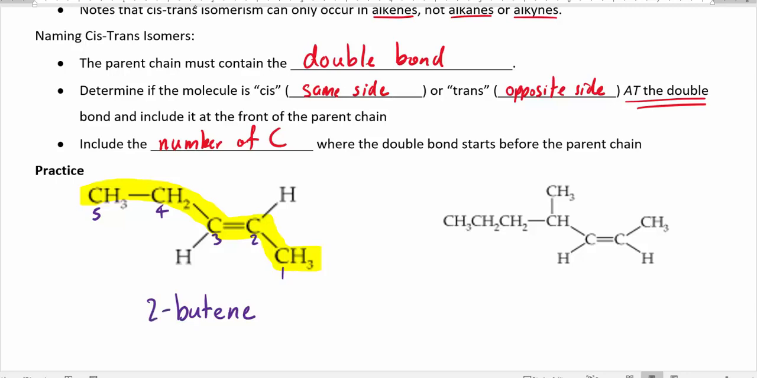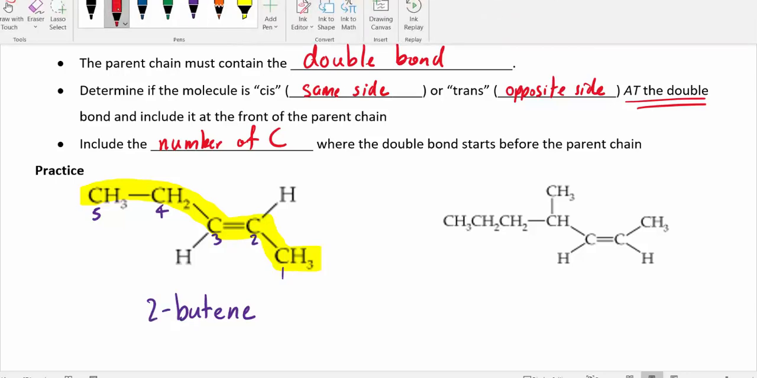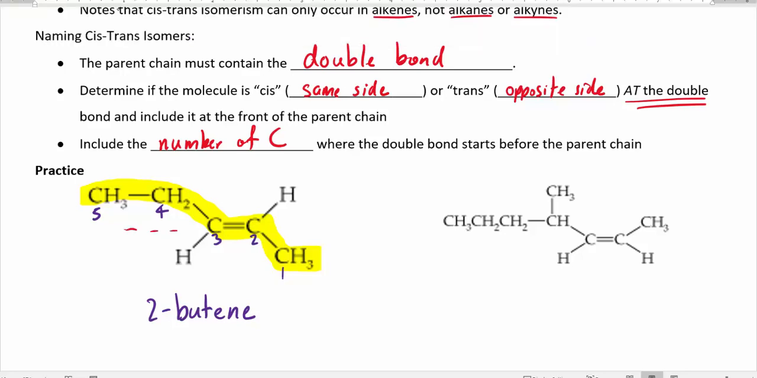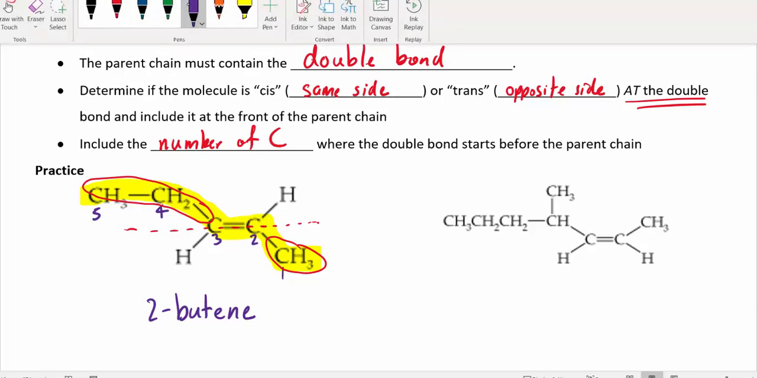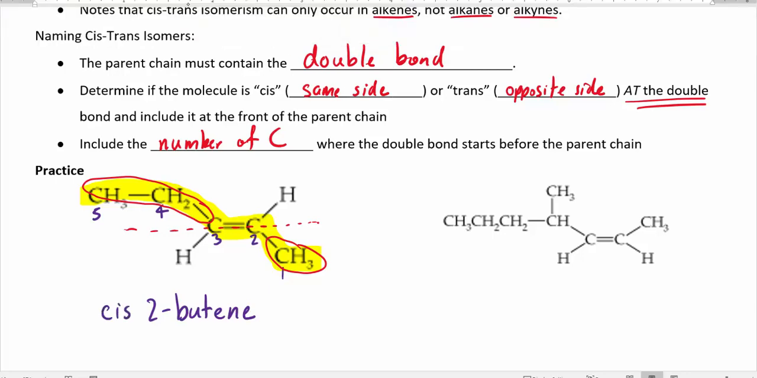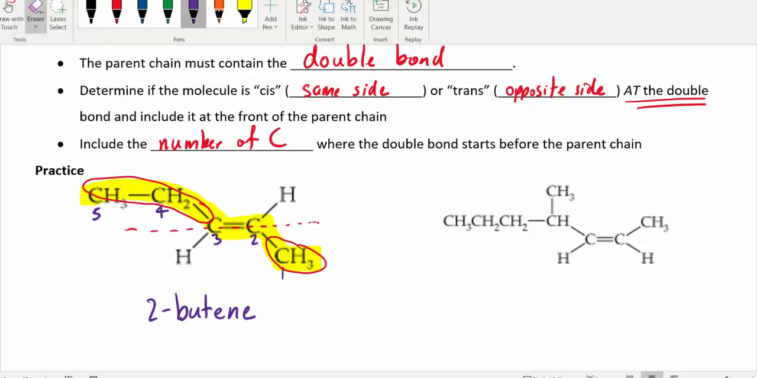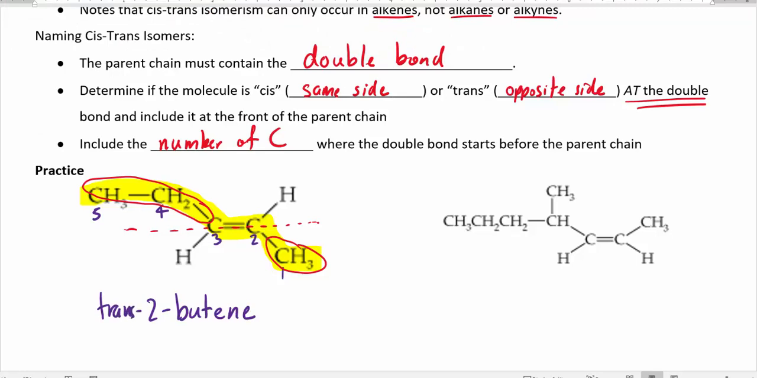Now I just need to specify whether it's cis or trans. And so just imagine we've got a line here that extends across our double bond. So imagine that plane of that line. And then ask yourself, are the two alkyl groups on the same side of that line or are they on opposite sides of the line? We can see here that they're on opposite sides of the line. So this would in fact be cis. Pardon me. It would be the exact opposite of that. It will be trans-2-butene because they're on opposite sides.